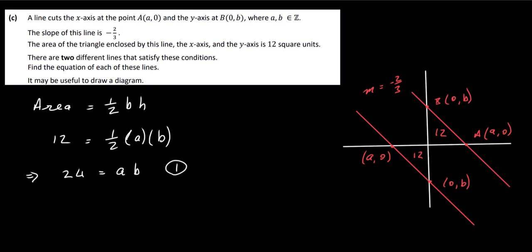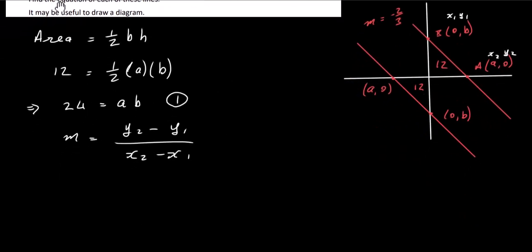There's my first equation. The second thing I'm going to do is look at the slope. So we know that the slope is (y2 minus y1) over (x2 minus x1). So if we look at these two points here, let's take this as x1, y1. Let's take this as x2, y2. So we're going to make our second equation. Our slope, minus 2/3, has to be equal to y2, which is 0, minus y1, which is b, divided by x2, which is a, minus x1, which is 0. So this is my second equation.